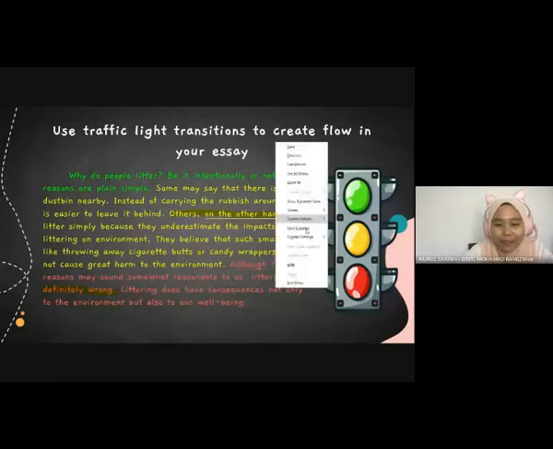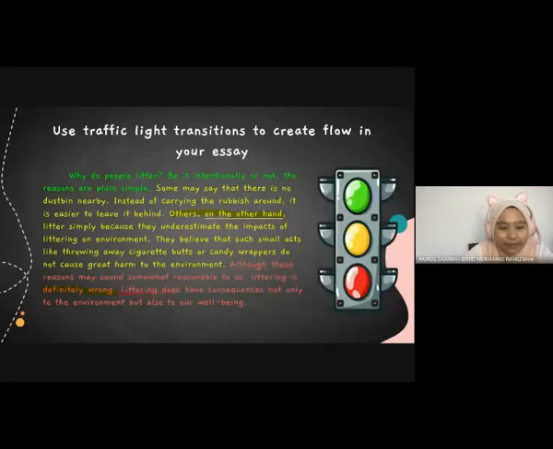Ini yang saya kata bridge. Bridge tu jambatan, okay? Jambatan. Belum roboh lagi ya. Okay. So littering does have consequences not only to the environment but also to our well-being.